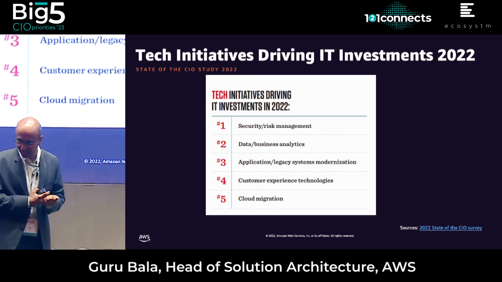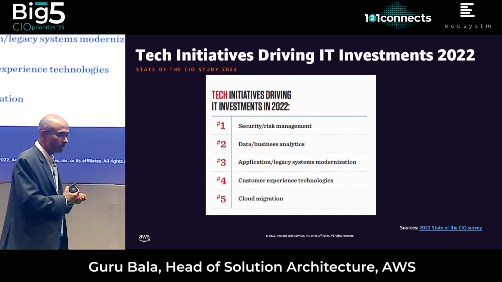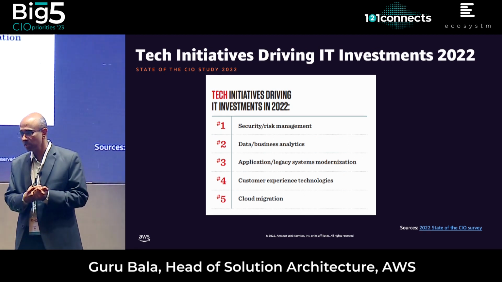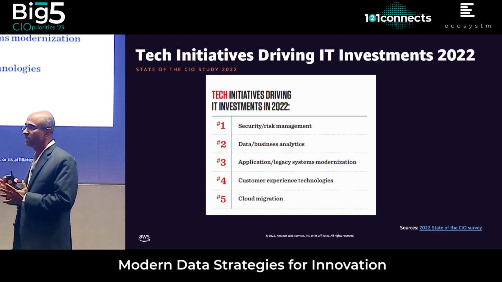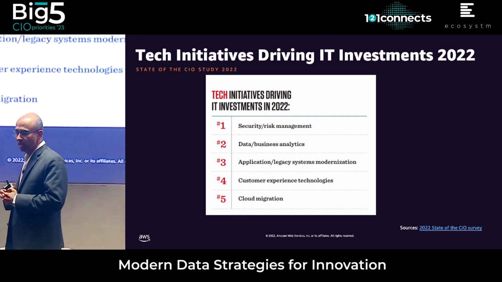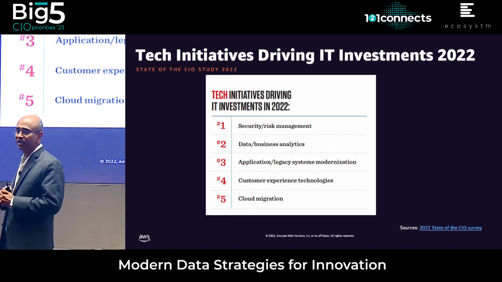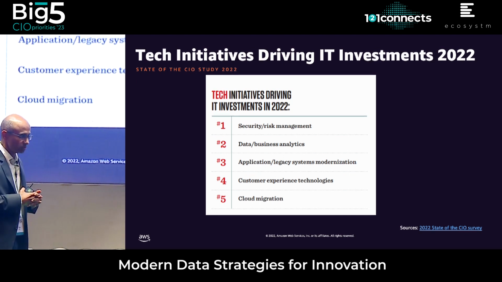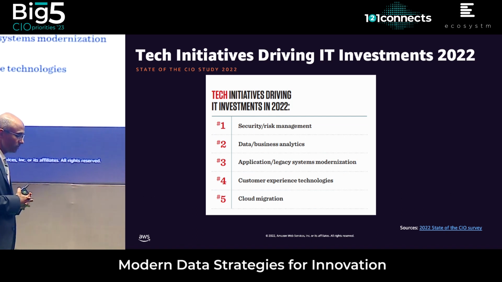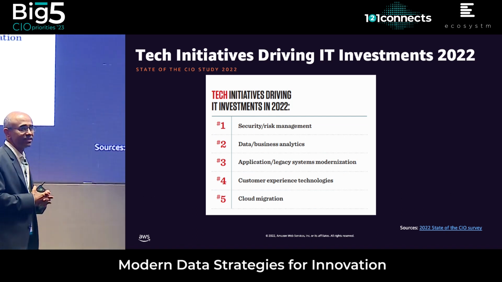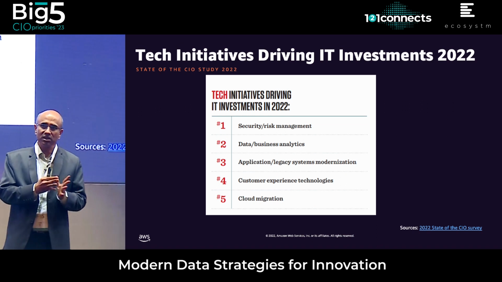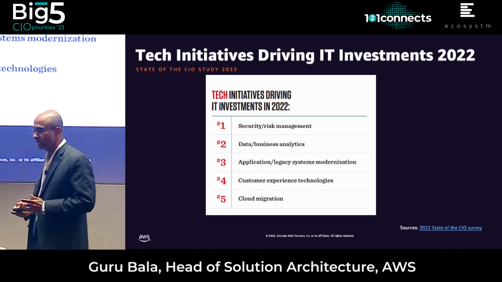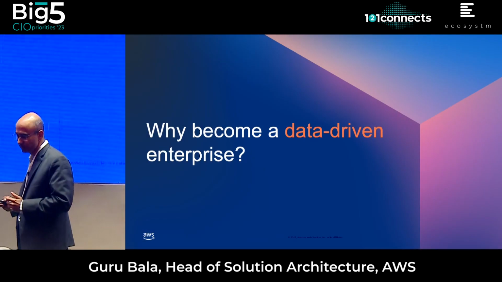Interestingly, in one of the CIO surveys earlier this year, we were checking where CIO investments are going and what tech initiatives they are taking up to drive these investments. Number 1 came security and risk management, and number 2 came data and business analytics. So a lot of the tech initiatives that CIOs are driving fell in the category of security and data and analytics, and it was very clear that there was a need for a very strong data strategy to drive a very strong business strategy, and that's where the investments were going, right?